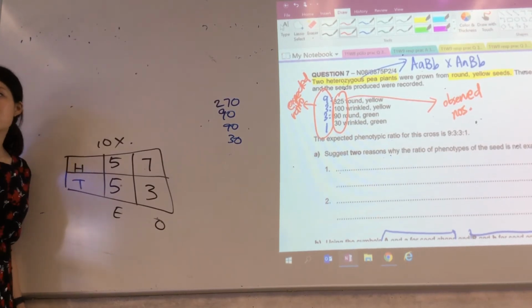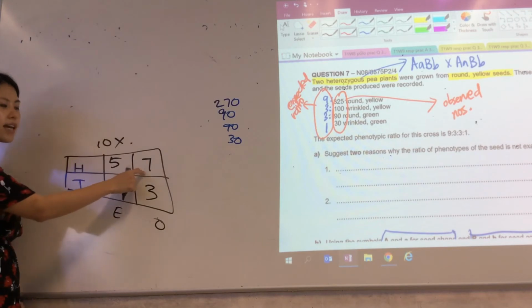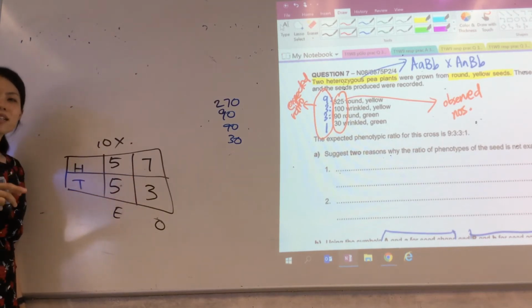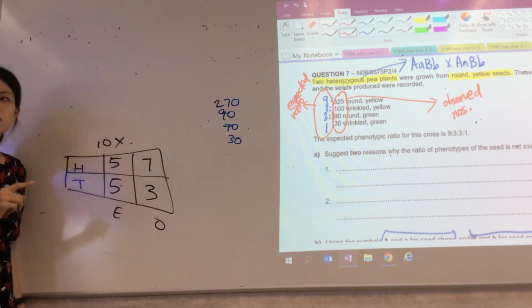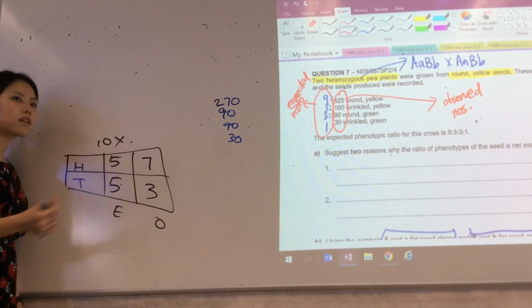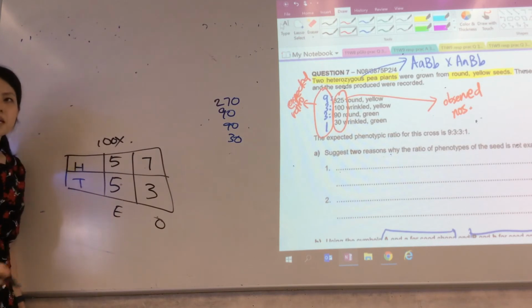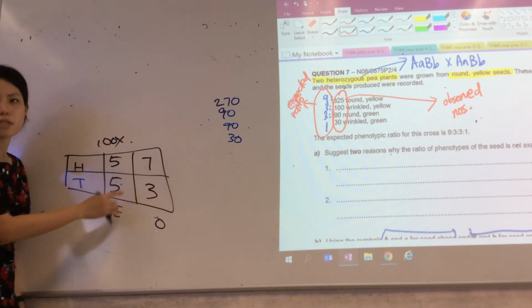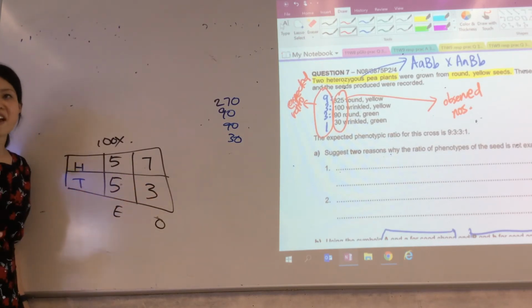It's just by chance. So this is a chance event, whether you get head or tail. Now, how do you make it closer to the expected ratio? Very good. You widen the sample size. So instead of flipping the coin 10 times, maybe I flip it 100 times. Then you will realize that it will get closer to the expected if it is a fair coin.